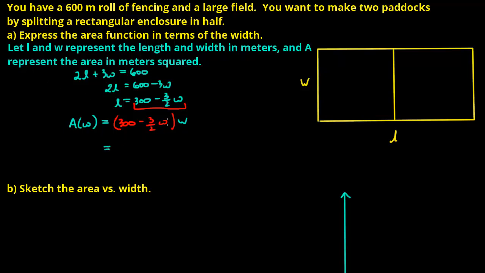If you expand this, and some of you might have already noticed that in this semi-factored form, this is a quadratic function. If I distribute W into the brackets, I get that my area is equal to negative 3 over 2 W squared plus 300W. This is going to help us out with the next problem, because this is a concave down parabola. The coefficient on the quadratic term is negative, so this parabola is going to open down.